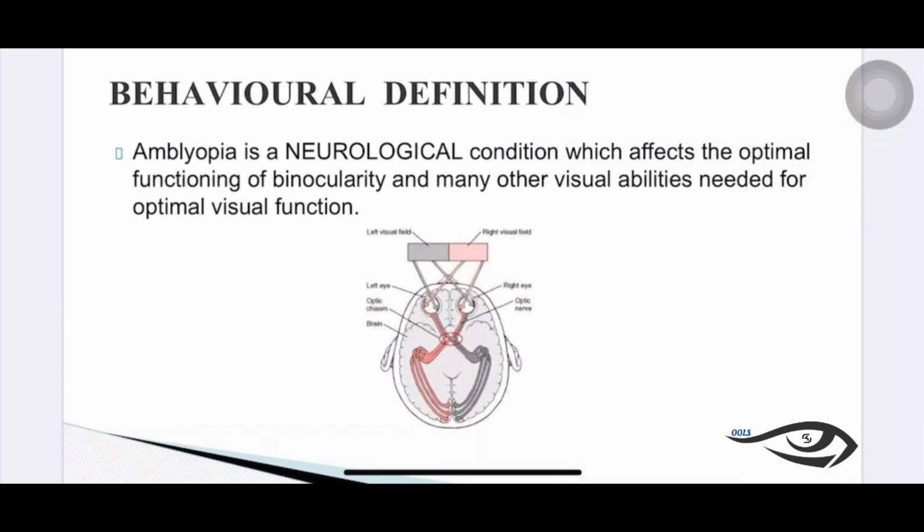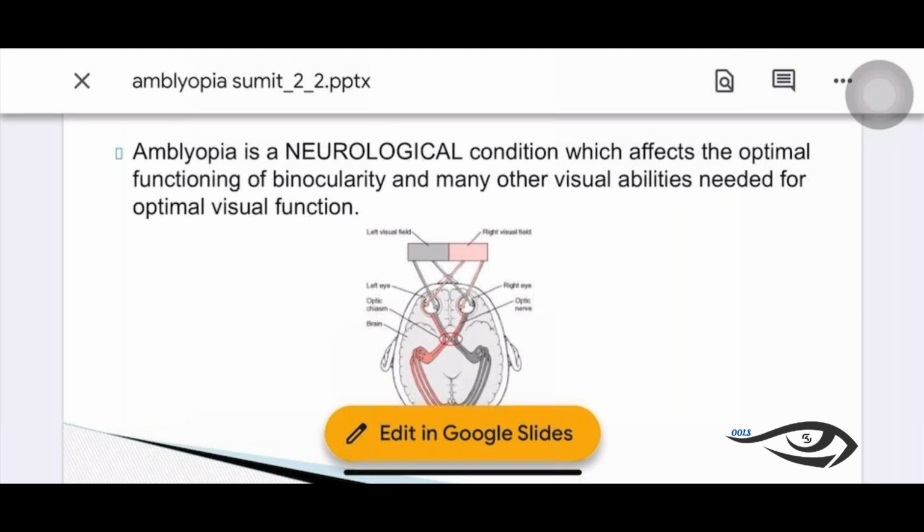Amblyopia is a neurological condition which affects the optimal functioning of the binocularity and many other visual abilities needed for optimal visual function. It is a neurological condition which affects the optimal functioning of binocularity. So what all can we do with binocular vision? Even if I want to play very well, or do any activity, we need binocularity. Whenever our binocularity is breaking, there can be something wrong in the eye, or something wrong in the binocular coordination or in the brain.